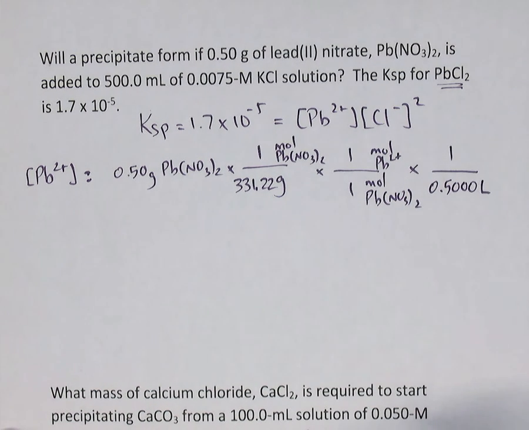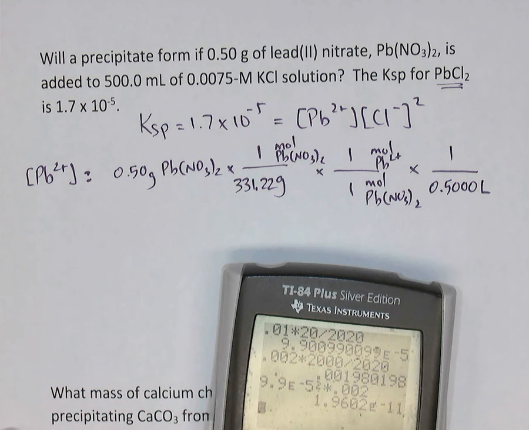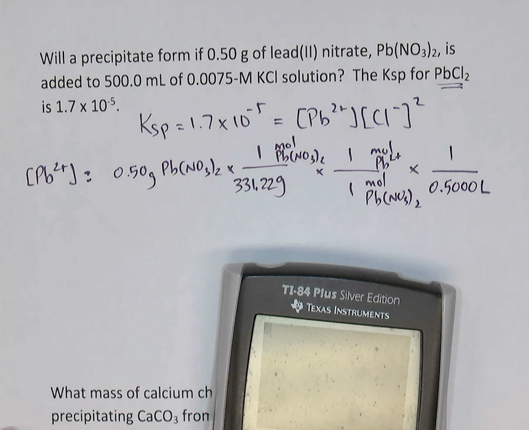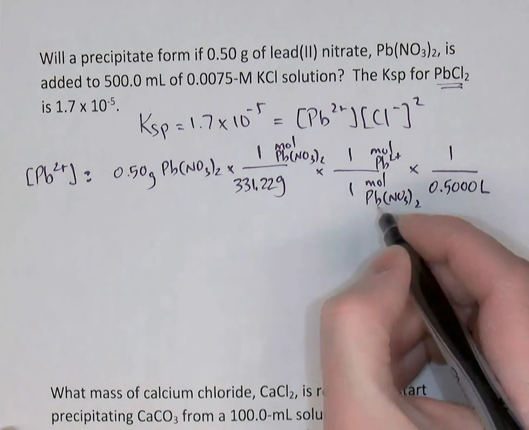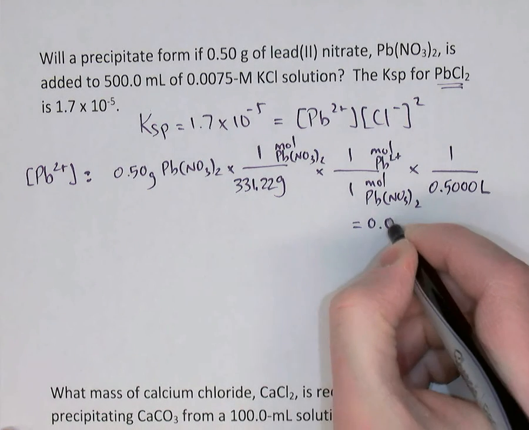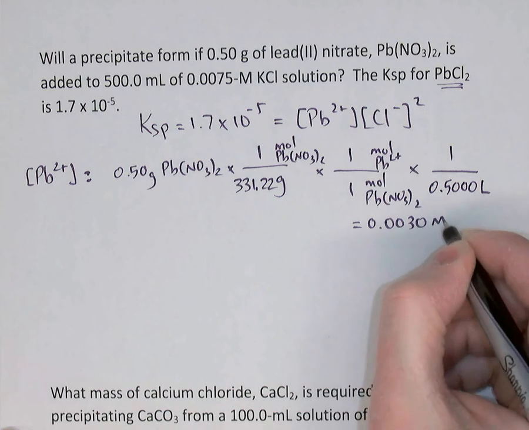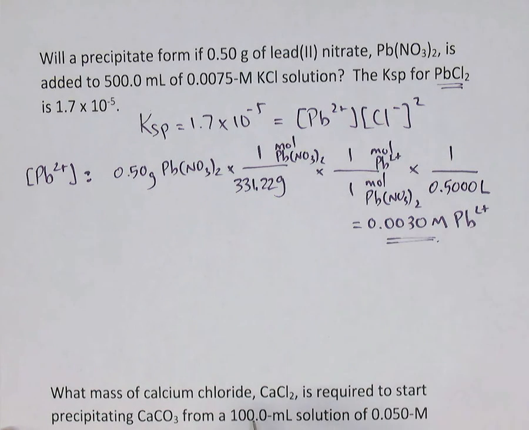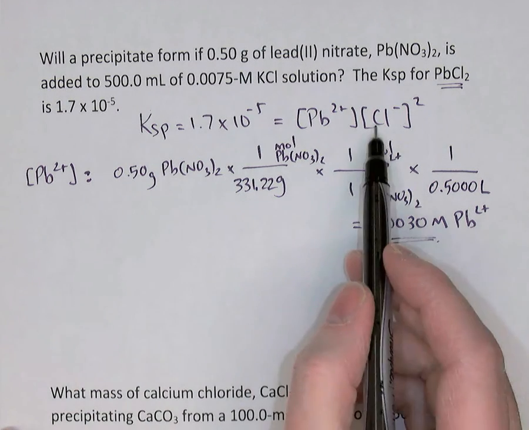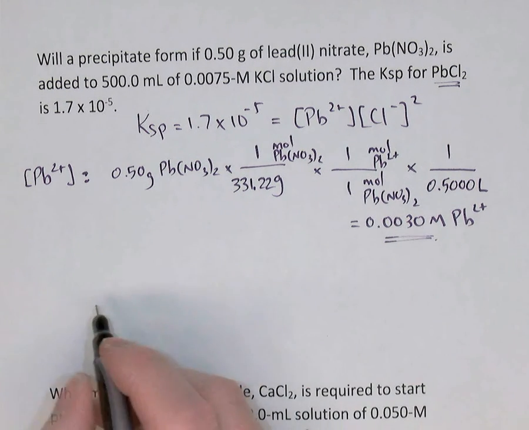The formula for lead nitrate has 1 lead in it, so 1 mole of lead nitrate has 1 mole of lead. And now grabbing a calculator, 0.5 grams divided by 331.22, and then divide by 0.5, 0.0030. And that'll be the molarity of lead in that solution. Now let's go get the concentration of chloride, which should be a little bit easier.